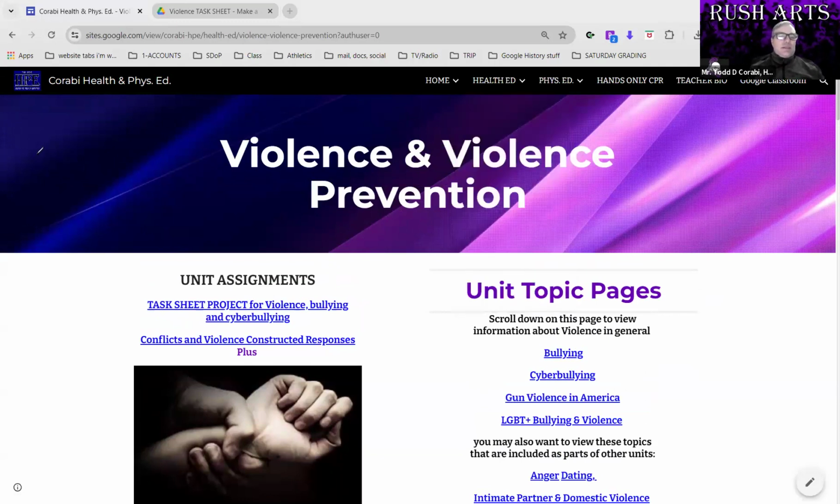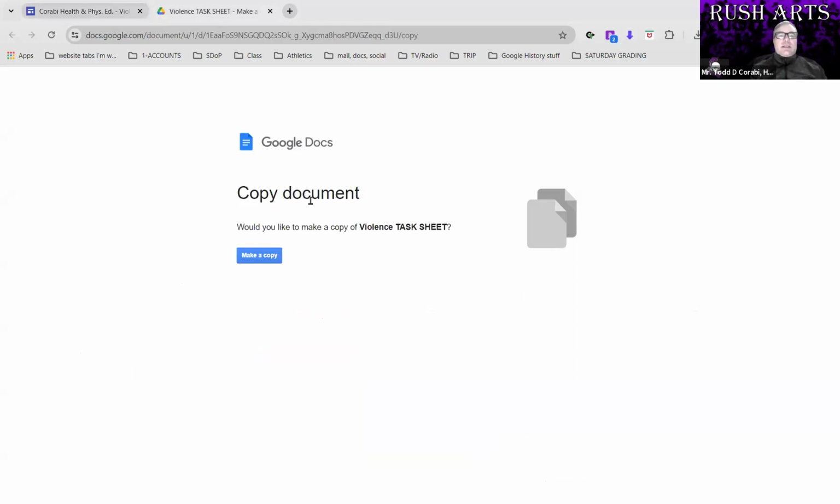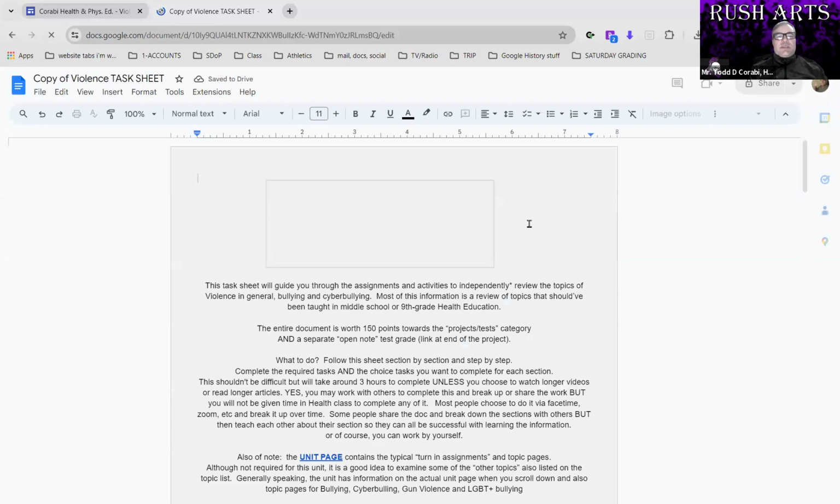Let me see if I can get this marker up and running. I want to bring your attention to this assignment right here, the unit assignment having to do with the task sheet project on violence. You click on this and it asks you to make a copy. So we can click the word to make a copy, and then you'll have your own copy of this task sheet.